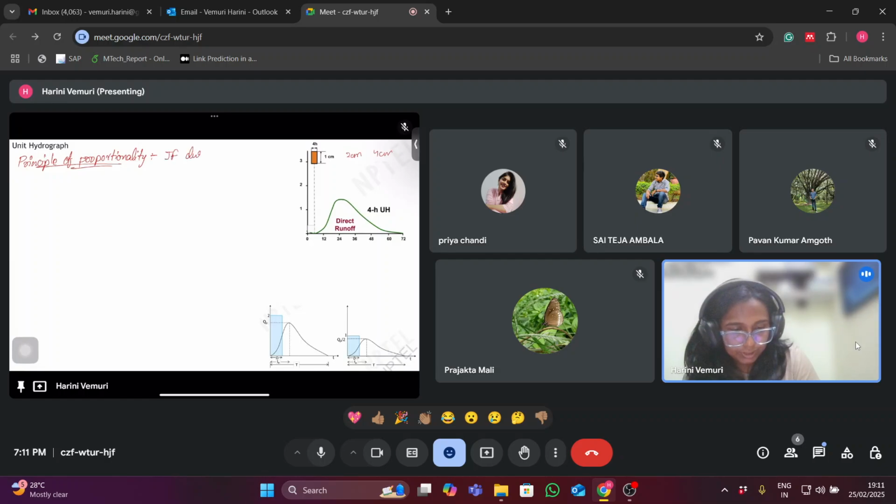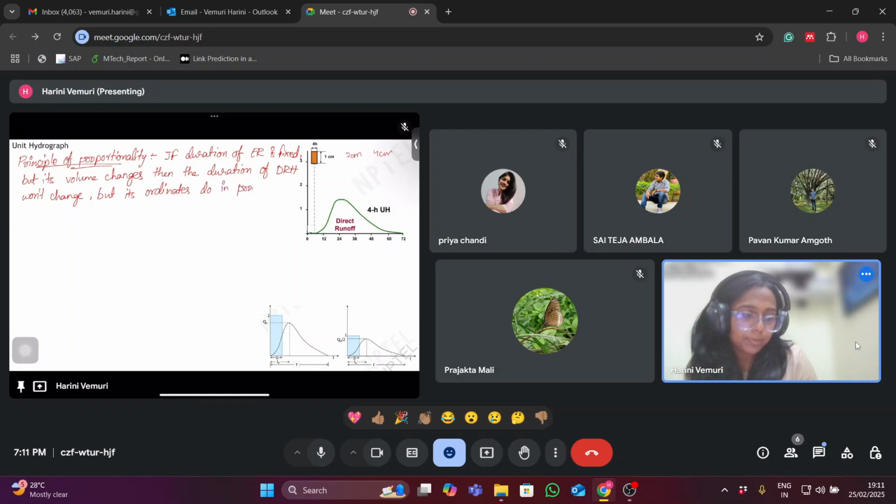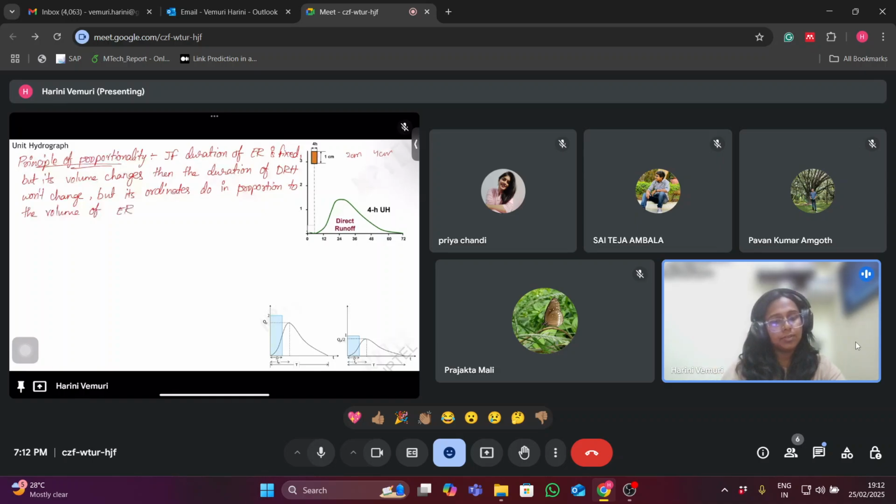Okay, if the duration of excess rainfall is fixed, but its volume changes, then the duration of the direct runoff hydrograph won't change, but its ordinates do in proportion to the volume of excess rainfall. So suppose we have a 4 hour, 4 centimeter, 4 hour flood hydrograph or a direct runoff hydrograph.